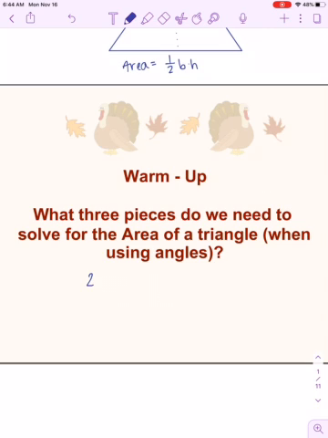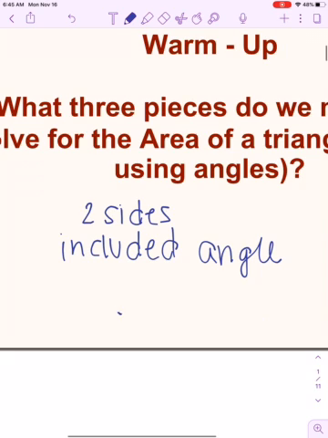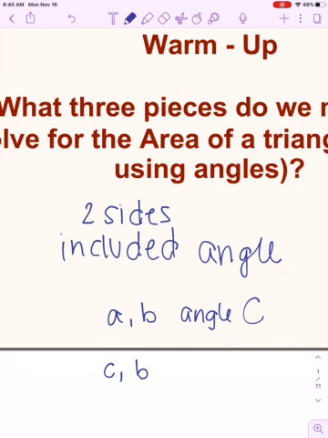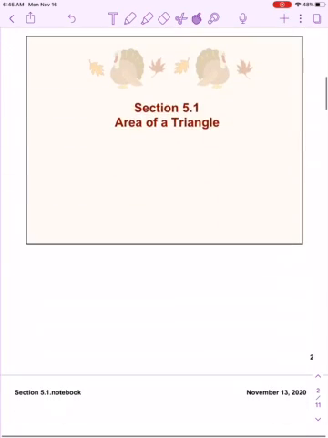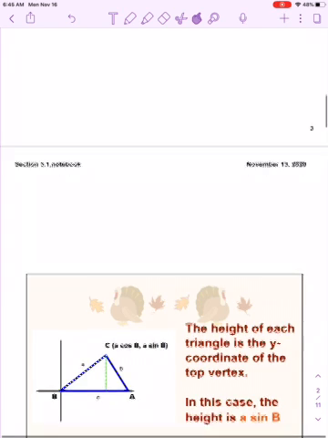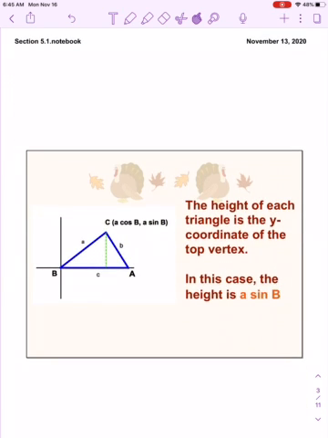Right now, the three things that we need are two sides and the included angle. Okay, which we also needed for the law of cosines, so we know what that looks like. So it's going to be two little letters and a non-matching big letter, so like a, b, and then we would need angle C. Or if we have little c, little b, then we would need angle A. So you need two little letters and a non-matching big letter. The formula itself is not complicated. Just to kind of give you an idea of what we're working with, this is what it looks like.